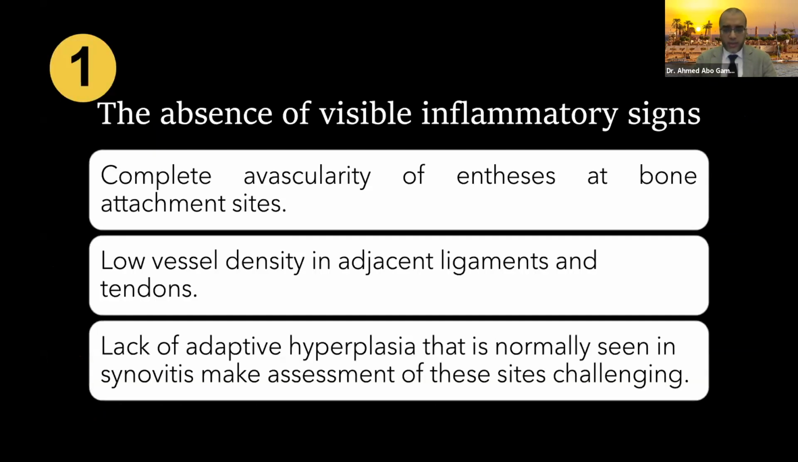For the first one, the inflammatory signs at the enthesis are usually absent or very few, which comes from the bone side. There is almost complete avascularity of the bone attachment site at the bony cortex. On the other side, the soft tissue, the tendon or ligaments at the attachments, has very low vessel density and also very low adaptive hyperplasia. We compare this to the synovitis happening in rheumatoid arthritis: synovitis is very prevalent, with very high adaptive hyperplasia, increased thickness, and increased blood flow. So it appears as tender joints and inflammatory signs. It is imminent to see, while it is not happening in the case of enthesial attachments.